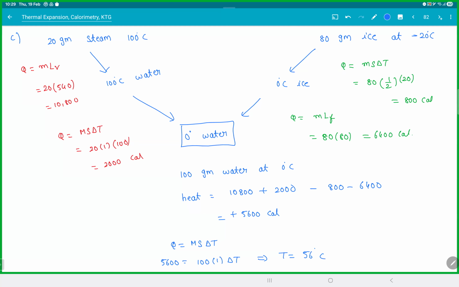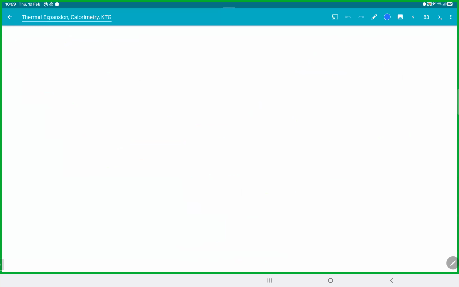There, that's a little about calorimetry. The next thing is your KTG. We'll just finish off a little intro. Kinetic theory of gases, KTG.